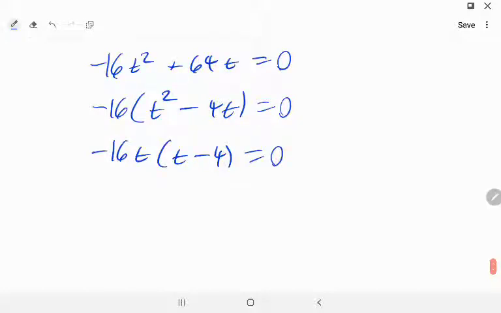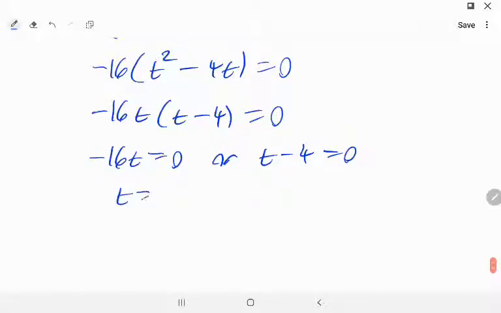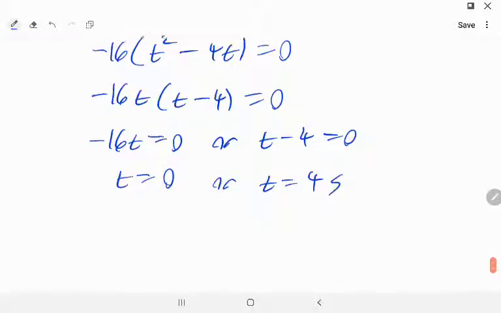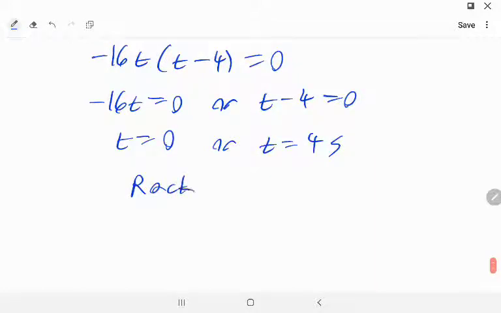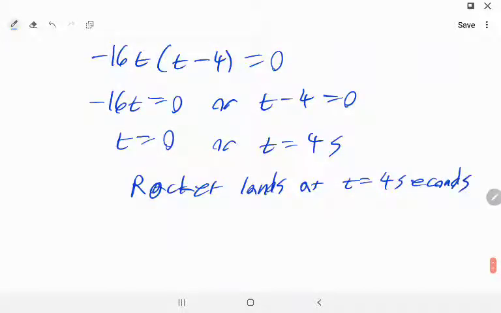So we get negative 16t times the quantity t minus 4, and so either negative 16t equals 0 or t minus 4 equals 0. And so we notice that either t is 0, so basically when we launch the rocket, or t equals 4. And so we notice that the rocket lands at t equals 4 seconds. And you'll notice that for most of these kinds of questions, we ignore wind resistance and other factors.